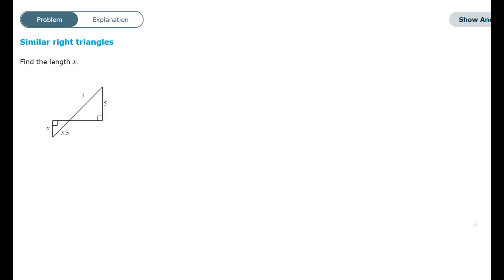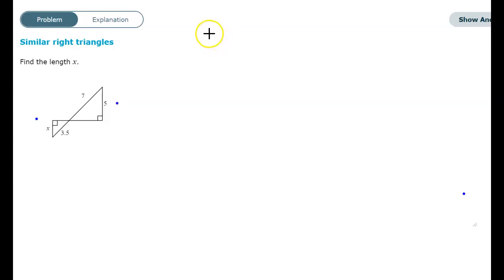Welcome back. Chapter 7, Lesson 5, Similar Right Triangles. So we're basically going to be using ratios and proportions here, you guys. These are nice and easy. Find side length x. So that's what we're trying to find. And we're going to look at some corresponding sides, you guys. And I can see that the x is corresponding to the 5 over here.